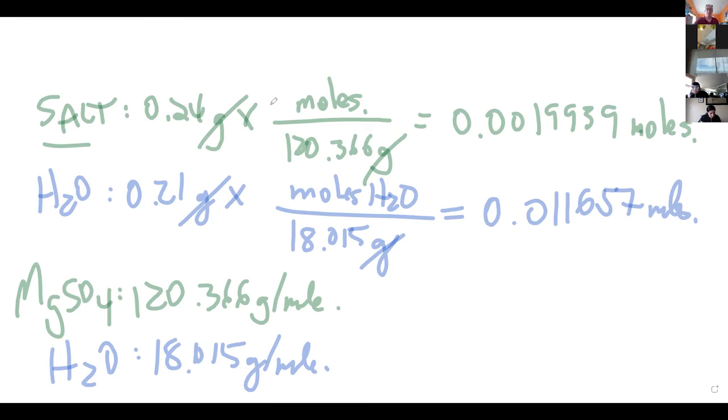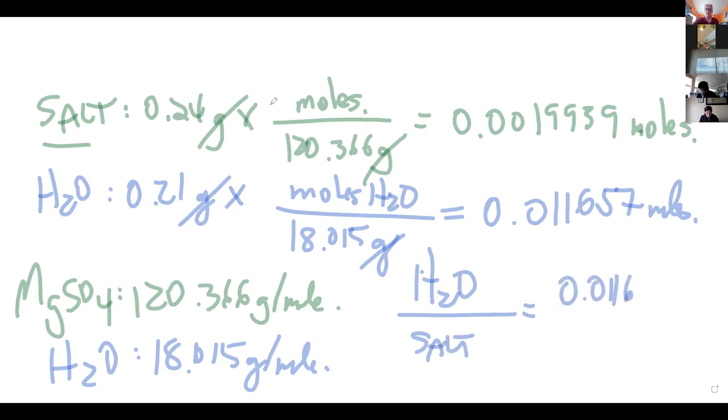So then to get the ratio, I just want my ratio of water to salt. And that is 0.011657 moles. Whoops. Damn dyslexia. Anyone else have a little dyslexia? I'm constantly switching numbers back and forth, which is why I always double and triple check my calculations in the lab. Divided by my 0.0019939.